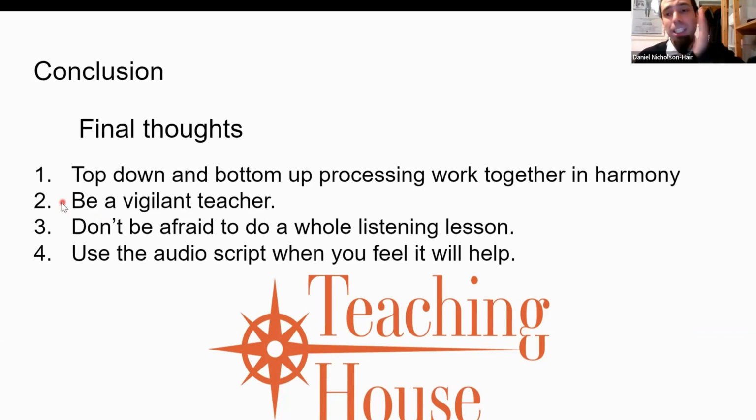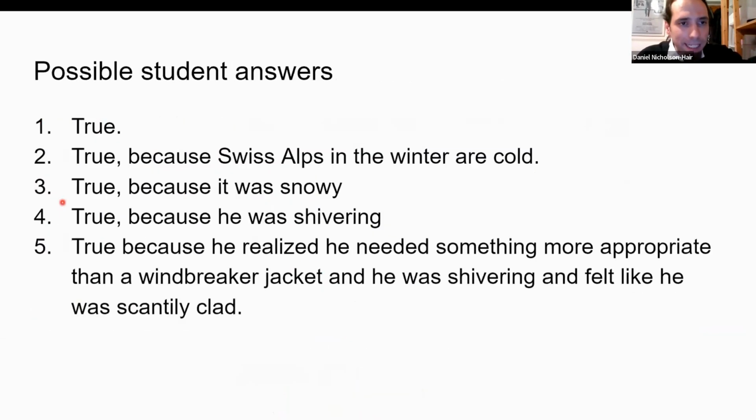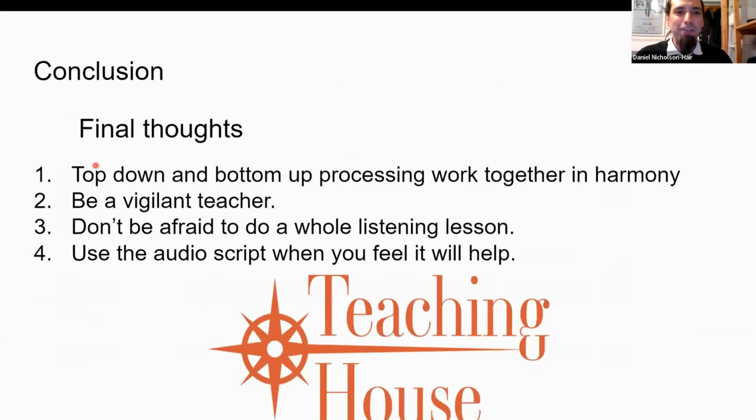I would say be a vigilant teacher as well. This means that, like back here when the student said true, and maybe only one student says true, and you say good and move on, but the other 15 students were quiet. So being a vigilant teacher means checking understanding, asking why, repeating certain sections of the listening, asking them to repeat it. Just don't always take the first answer and run with it.